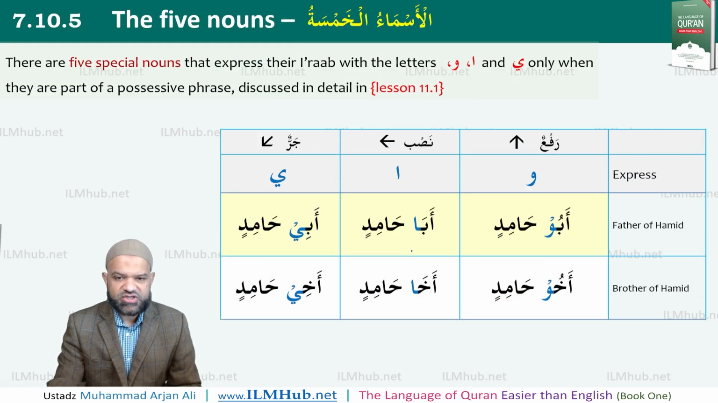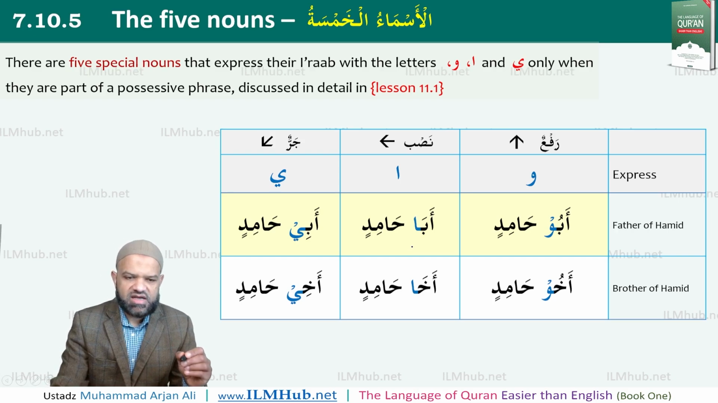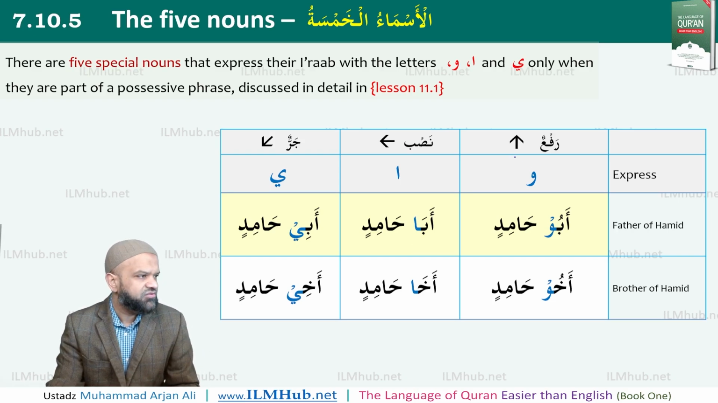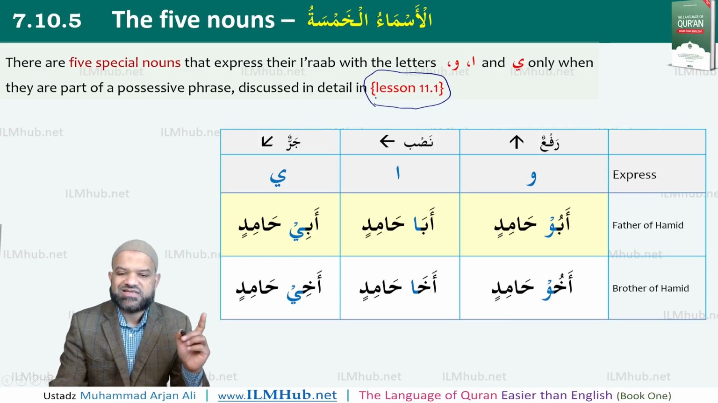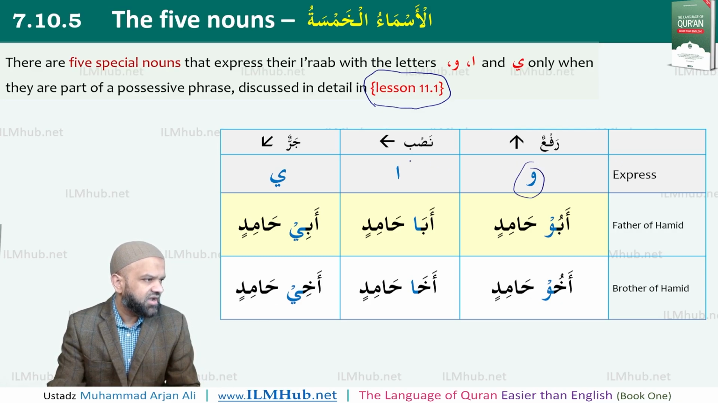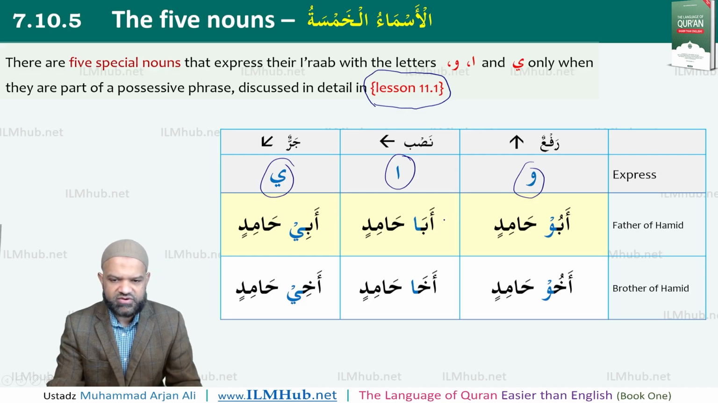There are 5 special nouns in Arabic that decline a specific way when they're mudaf. Now mudaf we haven't studied, but we will pick it up, inshallah, in lesson number 10, and this specific example will be looked at in lesson number 11.1. Here, instead of a fatha, damma, kasra, or a combination of letters and vowels, we have 3 letters being used to express the i'rab: waw in rafa, alif in nasab, and ya in jar. Again, a different way of doing it. We will discuss it in detail in further lessons. I'm giving it here for comprehensive notes.